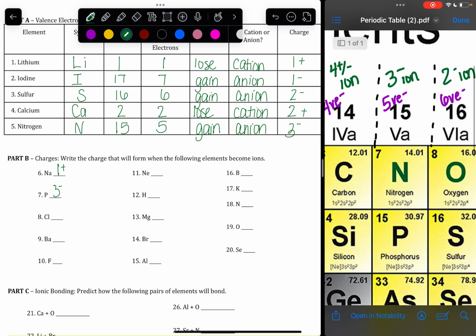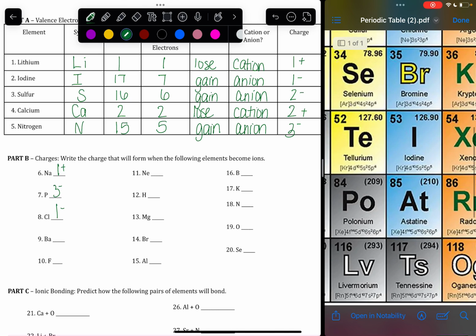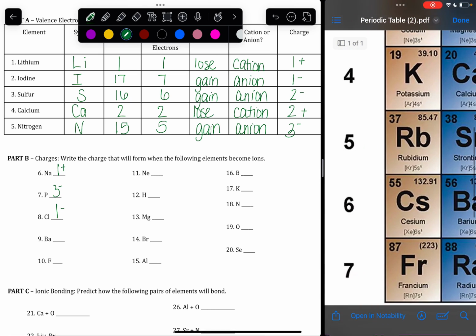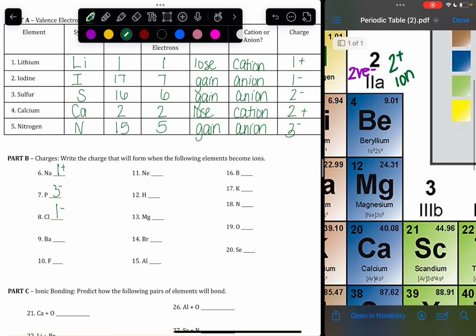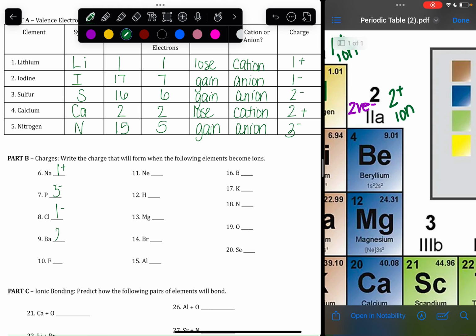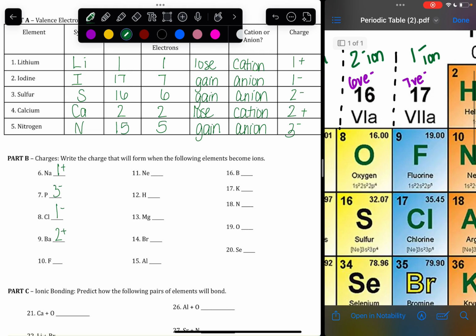Chlorine is number 17. It's in group 17. It's a 1 minus ion. Barium is over here at 56. If I go to the top of my table, it is in group 2 and it's a 2 plus ion. Fluorine's number 9. Back here on the right hand side in group 17, that's a 1 minus ion.